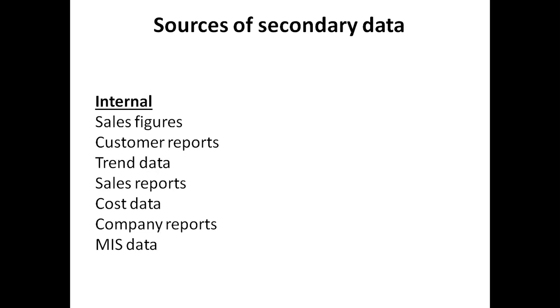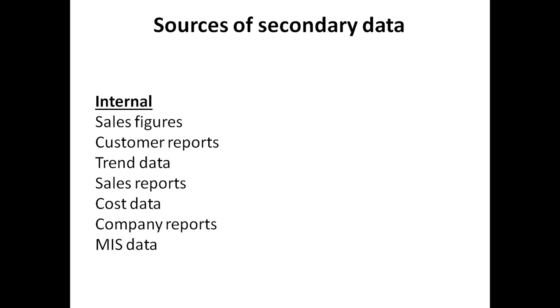An organization maintains the cost data in the form of cost incurred in manufacturing a product, marketing a product, selling a product, as well as running the organization. Then company reports. Company's annual reports and company's newsletters come under company reports, where they include all the information about the company and its activities throughout the year. That information will be clubbed in one source and called company reports.